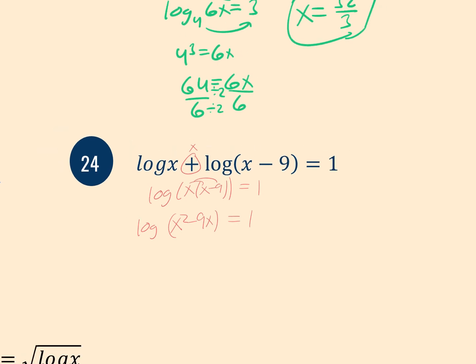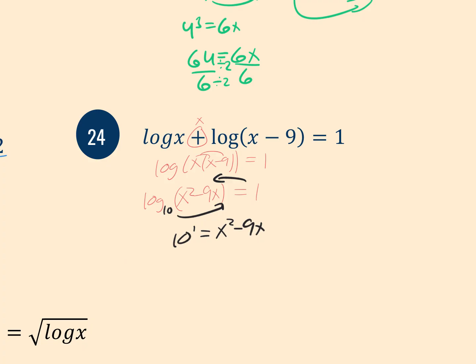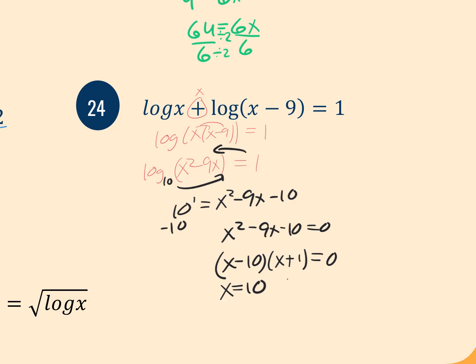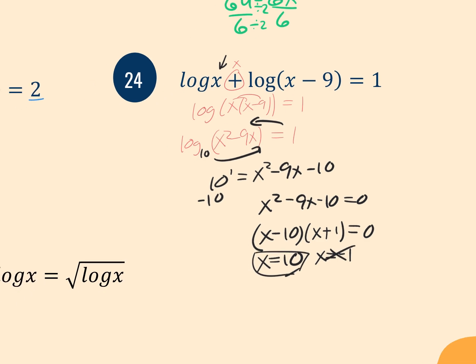And then once again, log with no base is a base 10. So we would convert it to exponential. I would get 10 to the 1st equals x squared minus 9x. And then 10 to the 1st is just 10, right? So I'm going to subtract 10 on both sides, and then we get x squared minus 9x minus 10 equals 0. And then we get x minus 10, x plus 1 equals 0, and then so we get x equals 10 and x equals negative 1. All right, and then when you plug in negative 1, again, immediately right away it does not work, right? But when you plug in 10, both of these do work, so 10 is our only answer.